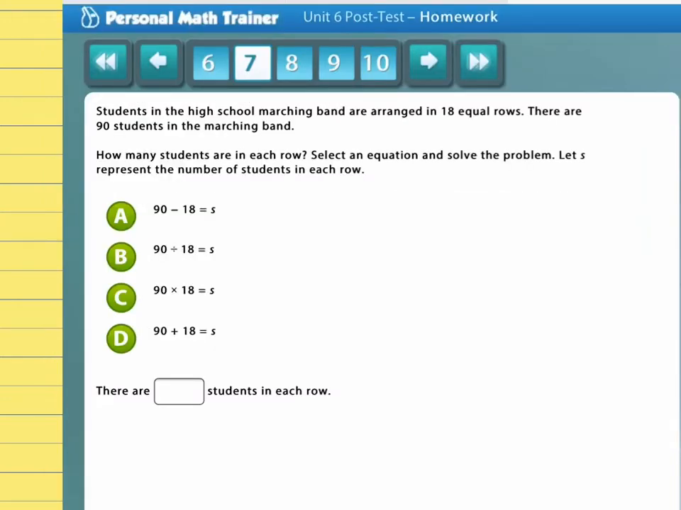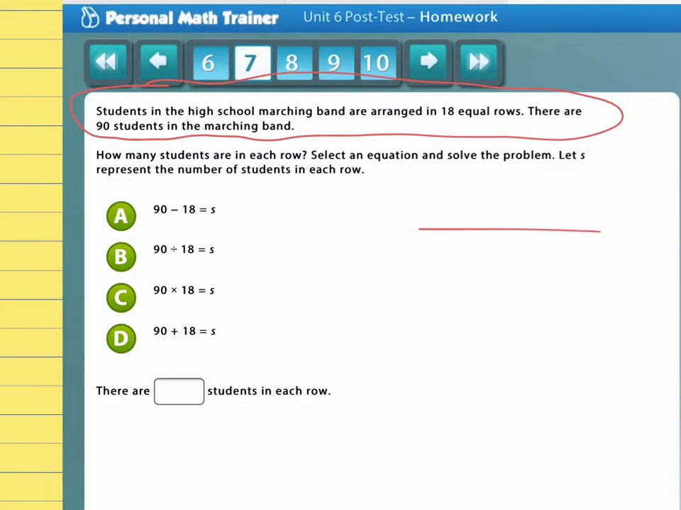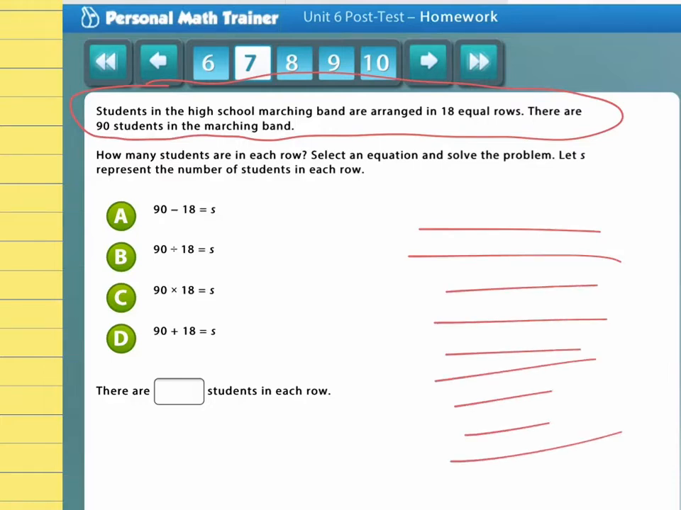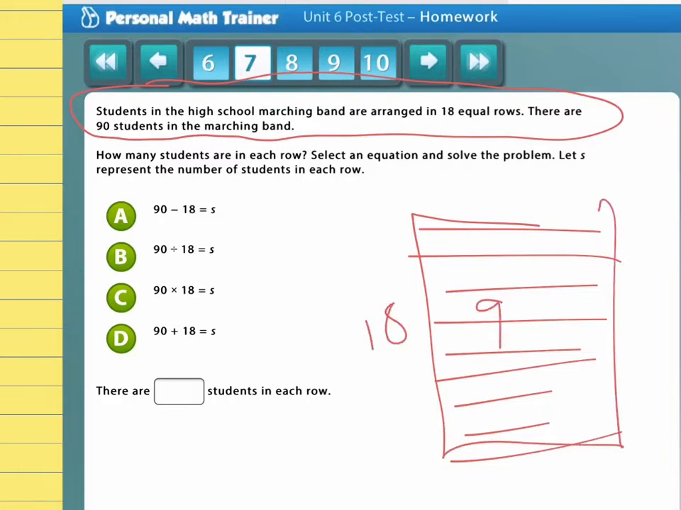For question number 7, what the question is suggesting is that we do an area model. So students in high school marching band arranged 18 rows. So imagine we had an area model with 18 rows. That's not 18, but imagine that we had 18 rows like that. And there are 90 students in the band. So this is an area model. So how many students would have to be in each row to make 90?